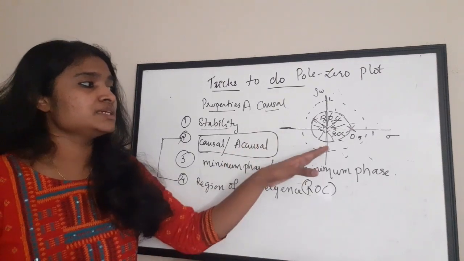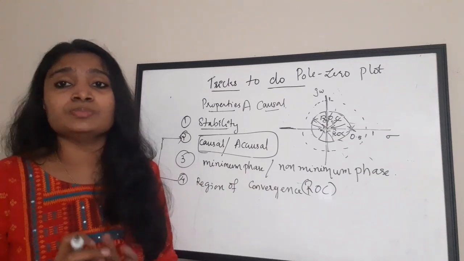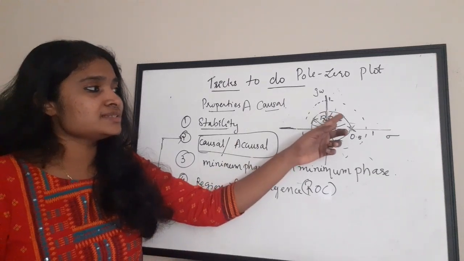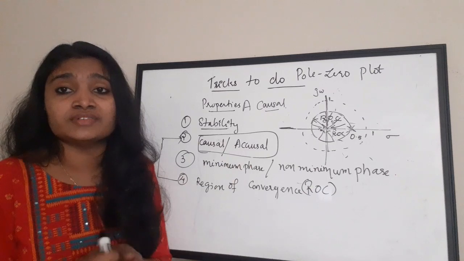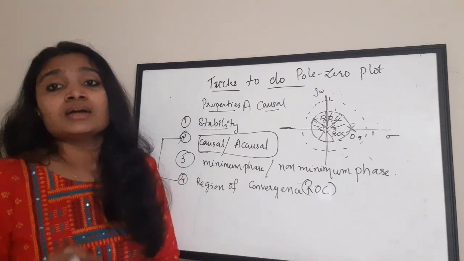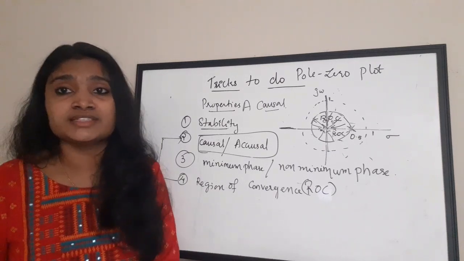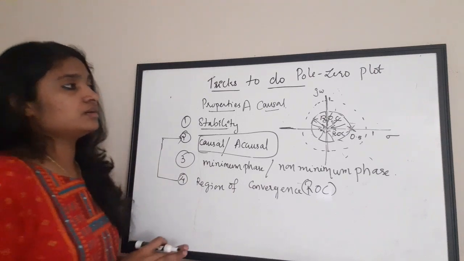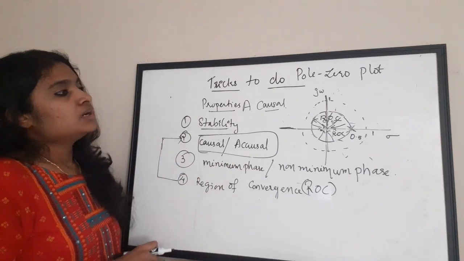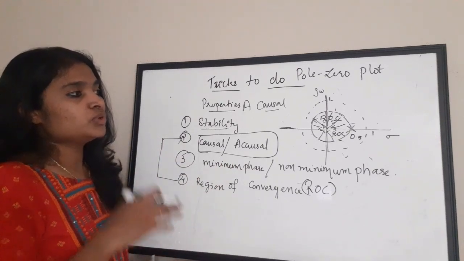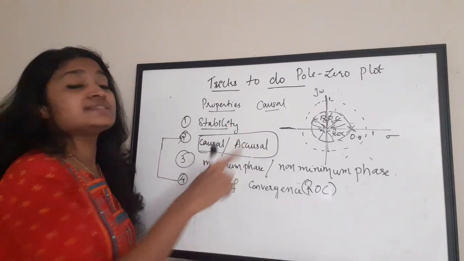So if you are given these two circles and asked to find whether the system is causal or acausal, you should be able to figure it out. If the region of convergence is extending outwards, then it is a causal system. If the region of convergence is inside the circle, then it is called an acausal system. That is all about the region of convergence and the causality and acausality property. That is the main thing you will be asked to find from the pole zero plot. Another important thing you have to keep in mind is that the system can be causal and stable.